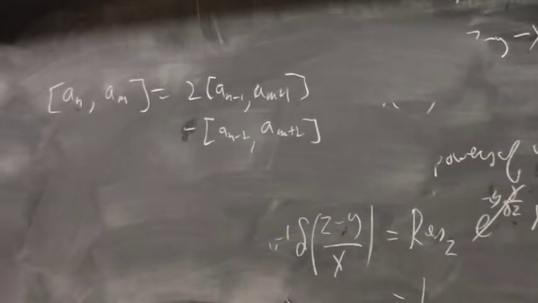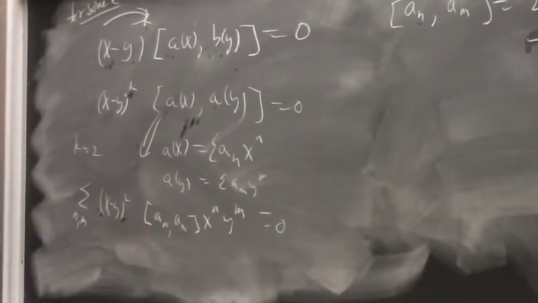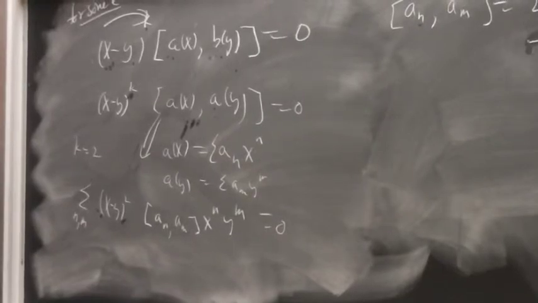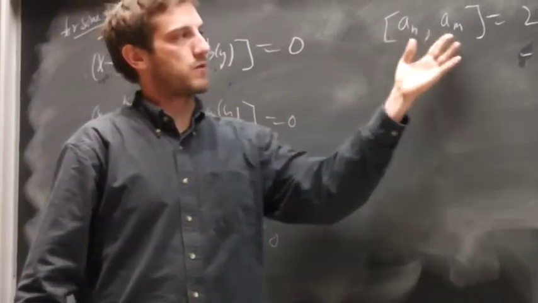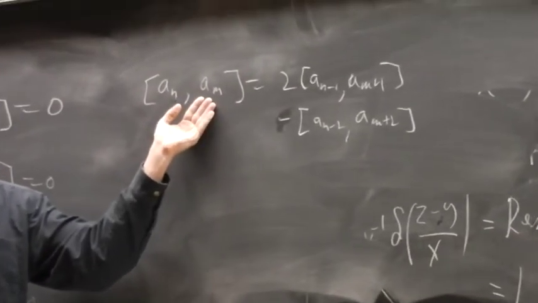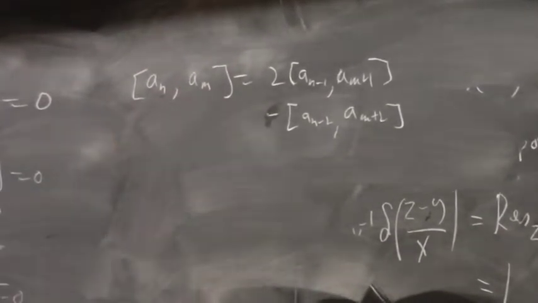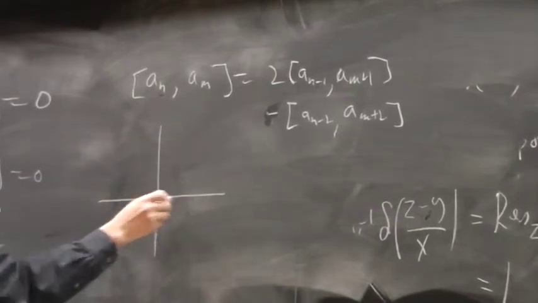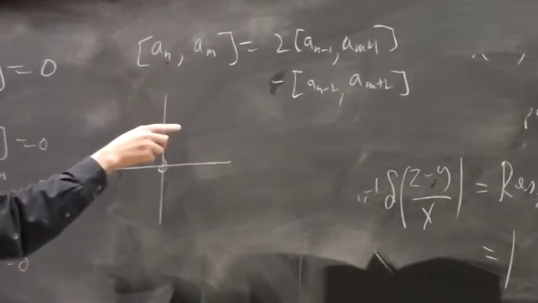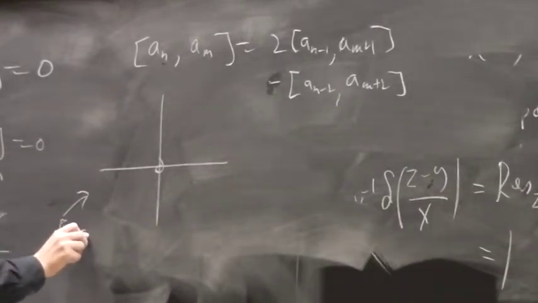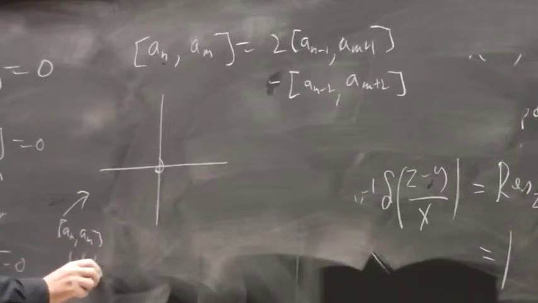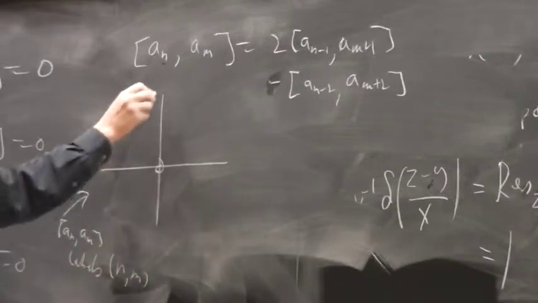Because this is homogeneous, I could just try to find some solution to this where the commutators say are just numbers. So maybe these are coming from some big vector space, but maybe the commutator is always some number. And then here's a solution to this, where I label the a sub n. Labels the point nm.